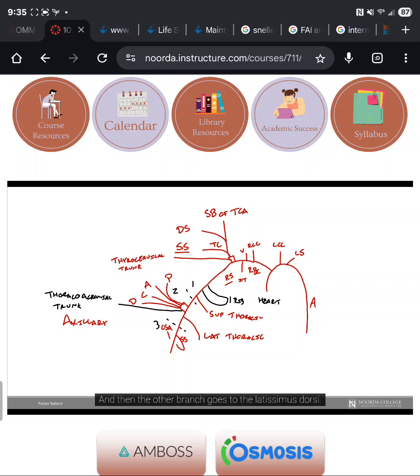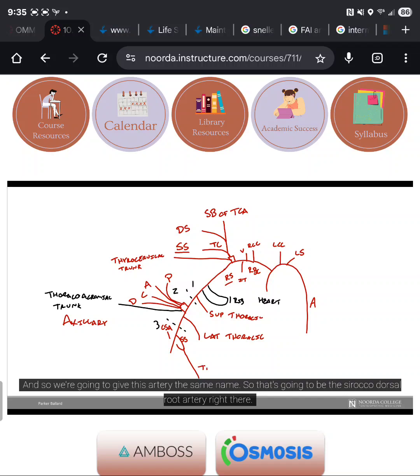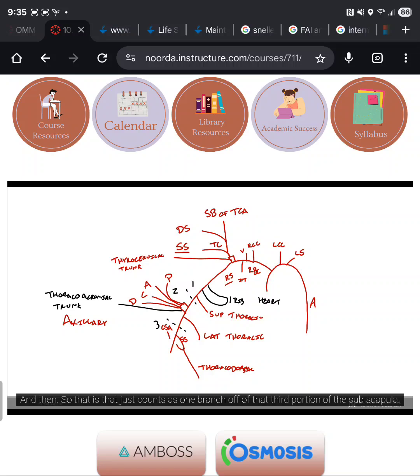And then the other branch goes to the latissimus dorsi. And we know the nerve that goes to latissimus dorsi is the thoracodorsal nerve. And so we're going to give this artery the same name. So that's going to be the thoracodorsal artery right there. And then that just counts as one branch off of that third portion with the subscapular.